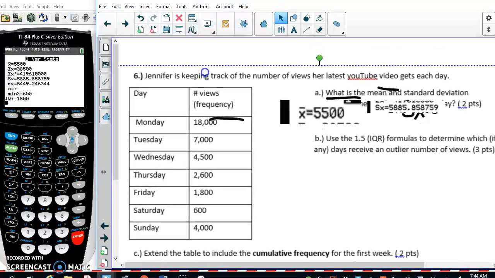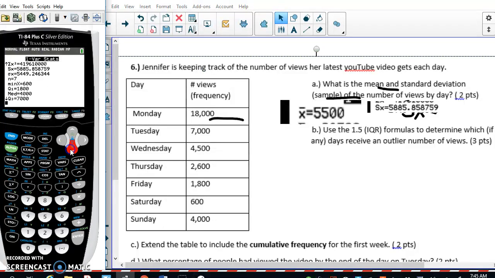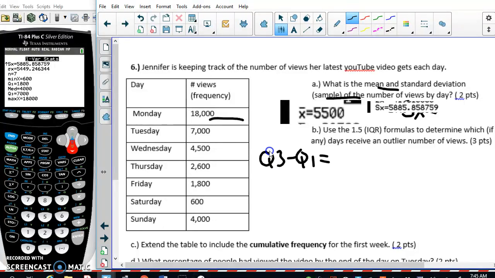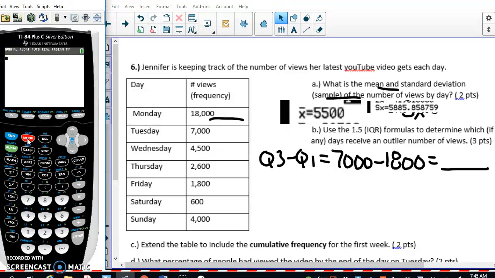All right, that's good enough. All right, so the next one we have here, use the 1.5 IQR formula to determine which, if any, days receive an outlier number of views. So we have to go back to our one variable statistics here. All right, we have to use our data. So we have our Q3 minus Q1, that's our very first step. So we have 7,000 minus 1,800, okay? And that is our interquartile range. All right, so we need to use our interquartile range, so 7,000 minus 1,800, okay? And we get 5,200 when we do that.